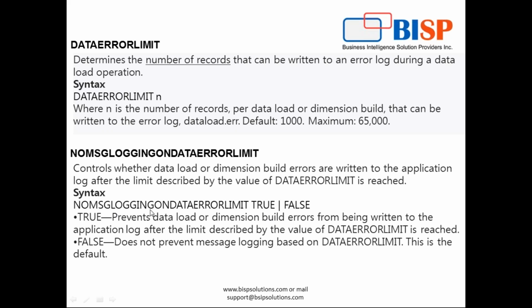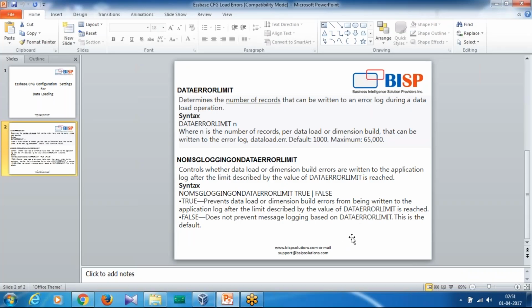When you set this parameter to true, it prevents data load or dimension build errors from being returned to your application log file. As I said, the more information you write to your application log file, the more time it takes. So it makes sense to record only that information in the log file which you really need for analysis. And false does not prevent message logging based on data error limit, and this is the default. So let's see this before adding this parameter, and after adding this parameter, what benefit do we get?